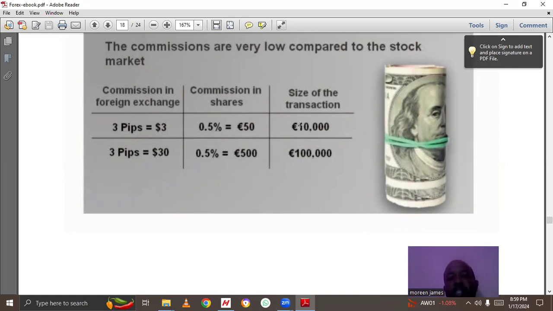So if you're doing a $10,000 transaction in Forex, 3 pips, you'll only be charged a commission of $3. But if you're doing a 10,000 euro transaction, 0.5% commission in shares, you're paying a commission of 50 euros, which is a lot. Then if you're doing a transaction size of 100,000 euros, in FX, you will be charged a commission of $30. Then in shares, 0.5% with 100,000 euros, you'll be charged a commission of 500 euros.